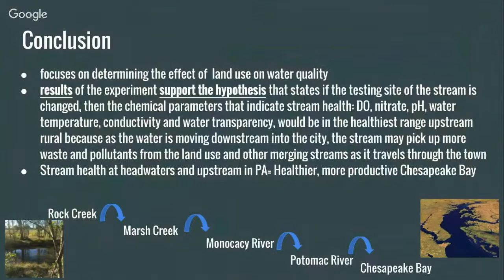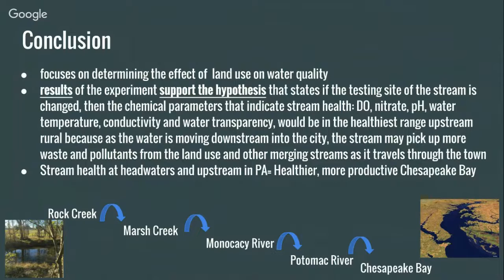Even though all the testing sites had very good water quality, the results support my hypothesis that states if the testing site of the stream is changed, then the chemical parameters that indicate stream health will be in the healthiest range upstream rural, because as the water is moving downstream into the city, the stream may pick up more waste and pollutants from the land use and other merging streams as it travels through the town.